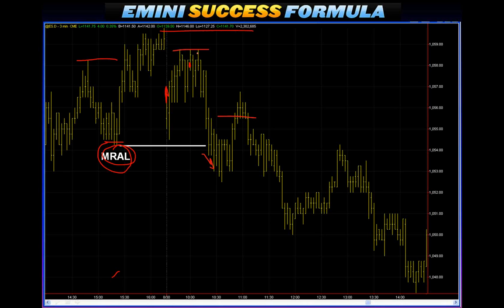Now, what I loved about this was it failed. It didn't take out the high, but rather took out the low right here. Once it took out the low, I'm looking to go short on a pullback. So right in here, it puts in this low, it rallies up off that low, and I'm looking to sell at a resistance level. As you can see, the trade worked out beautifully, hit all profit objectives to the downside, put in a new low here. Again, sell it on a pullback.